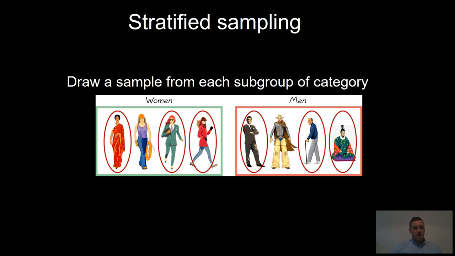Another example might be sampling across year levels at a school. You might not want to take all of your sample from one year level, so you'd select a sample from each year level at that school.